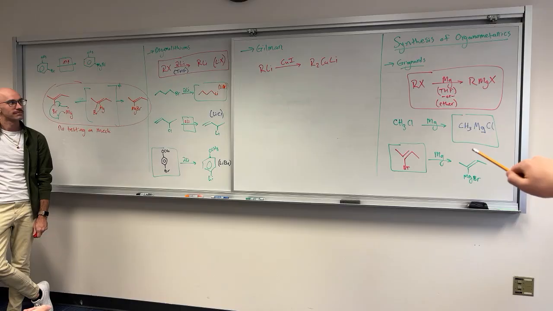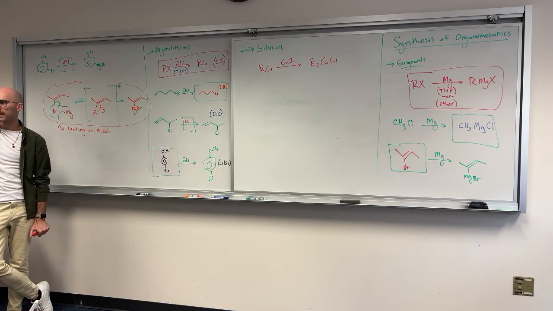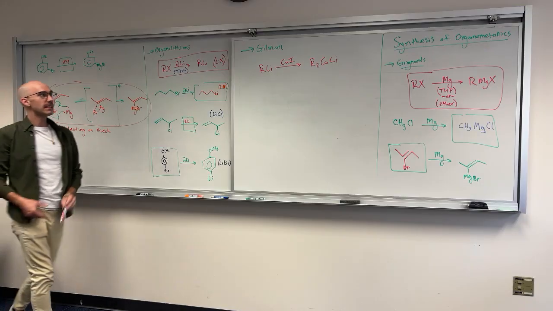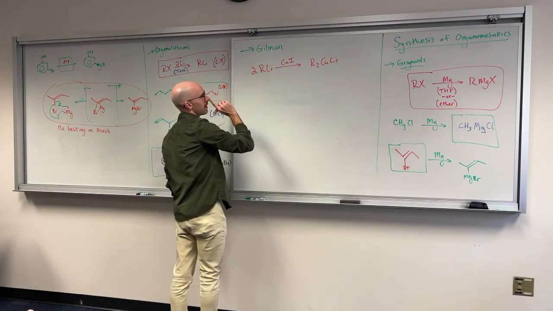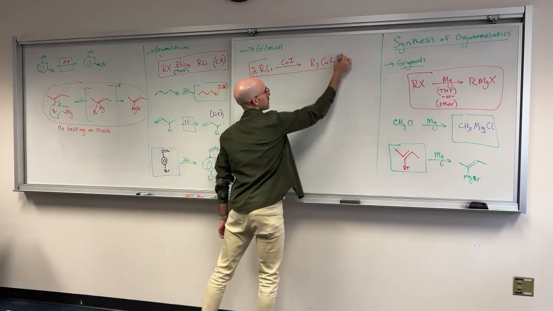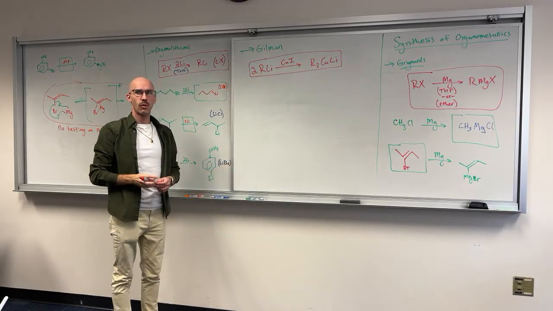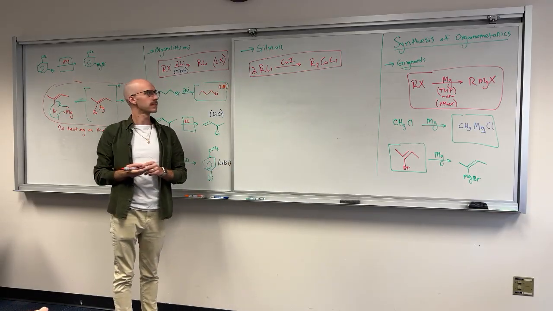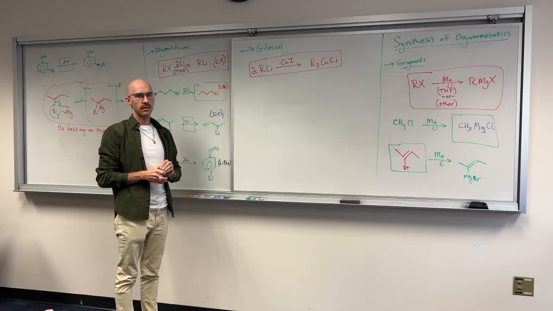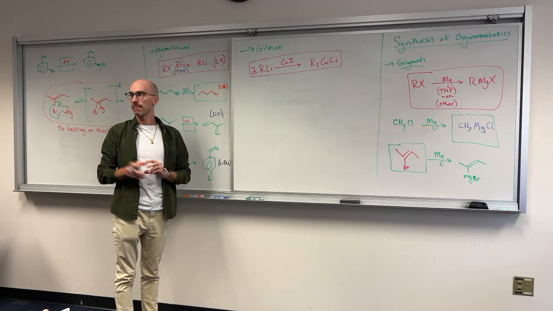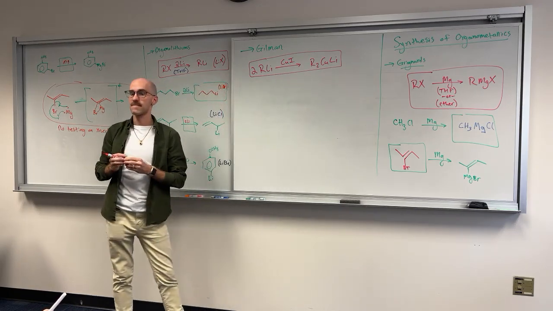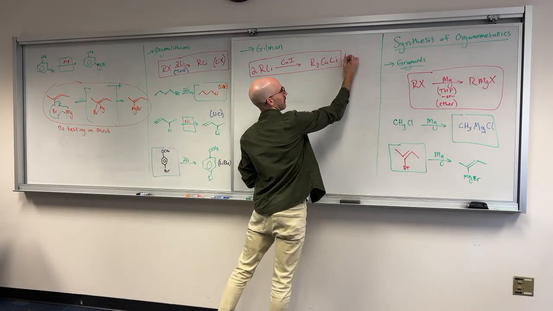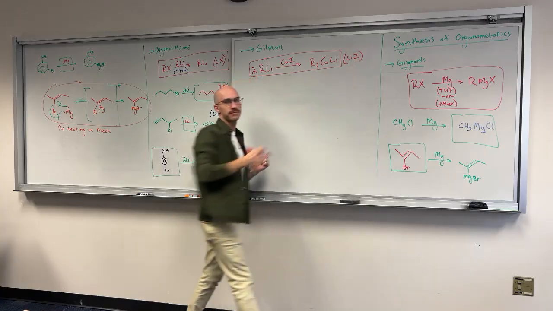Don't you need two RLi? Good. This is the confusing part in the way that it's written. You need twice as many equivalents of the organolithium as equivalents of cuprate you want to make. What is the byproduct in this step? Not just iodine. Lithium iodide, LiI.